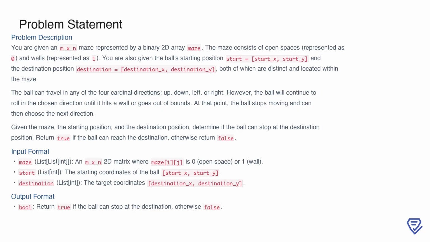The ball can move in any of the four cardinal directions: up, down, left, or right, but it doesn't stop at each step. Instead, the ball rolls in the chosen direction continuously until it hits a wall or goes out of bounds. Once it stops, it can choose the next direction to roll in. The task is to determine whether the ball can ultimately stop at the destination position. If it can, we return true, otherwise, we return false.